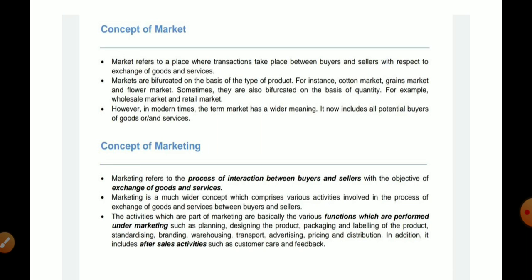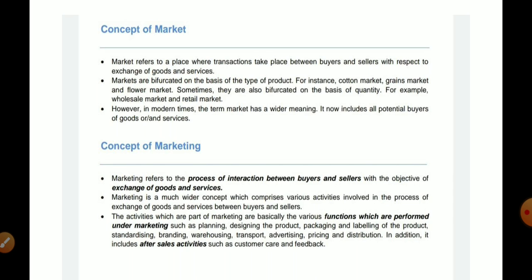As you studied in Class 11th also, what is a market? The market refers to the place where the transaction takes place between buyer and seller with respect to the exchange of goods and services. We all know that the market is a place where the buyers and sellers meet for the exchange of goods and services, and the seller gets the profit, the cash, that payment. So market is a very wider concept nowadays because it includes potential buyers also. What are potential buyers? Those who can be customers of the organization in future.